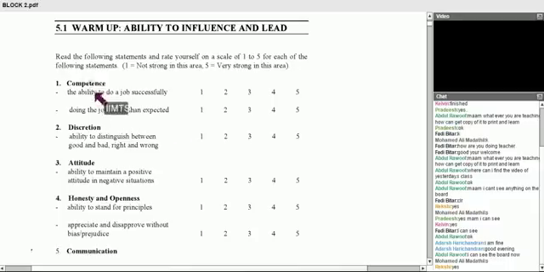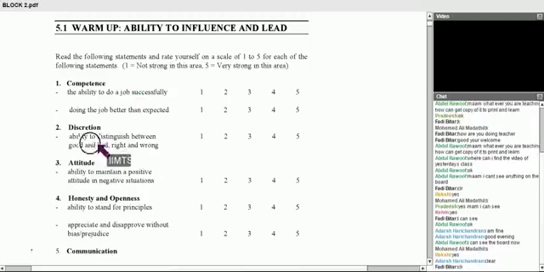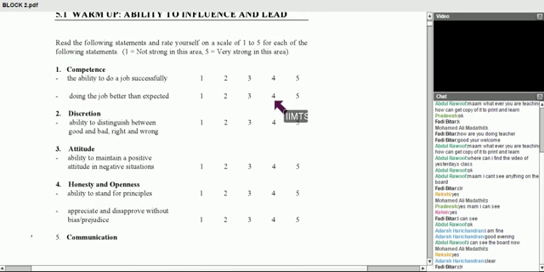So come on, competence, the ability to do a job successfully, doing the job better than expected. Discretion, ability to distinguish between good and bad, right and wrong. Okay, attitude, ability to maintain a positive attitude in negative situations too. This is being demanded in all the MNCs now from most of the people who are doing a white collar job, and they test it at the time of interview, whether you can stay cool or not, whether you are short tempered or not, right? Honesty and openness. So now rate yourself on the scale of 1 to 5 wherever you stand as far as these qualities are considered. Come on, start doing it. Put the answer in the chat box.